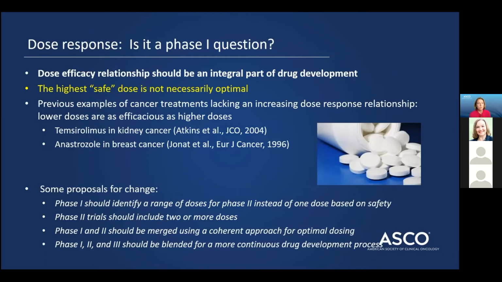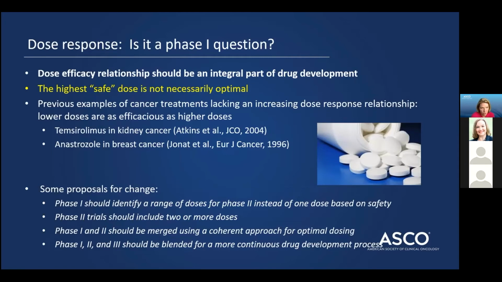So, some proposals for change. Phase 1 trials, and I'm not saying that we should do all of these, are proposals for change. Phase 1 should identify a range of doses for phase 2 instead of 1 dose based on safety.